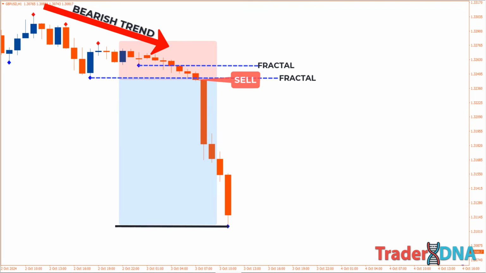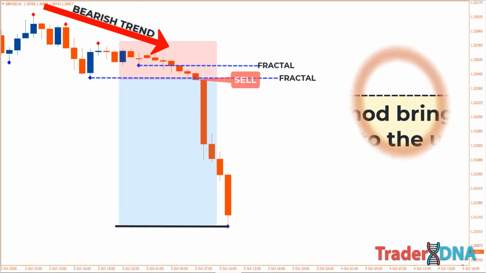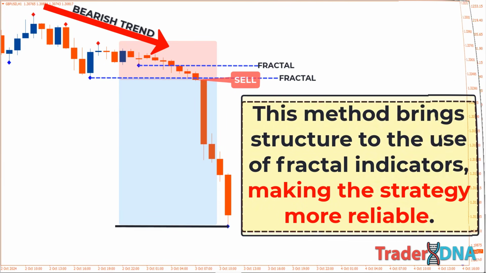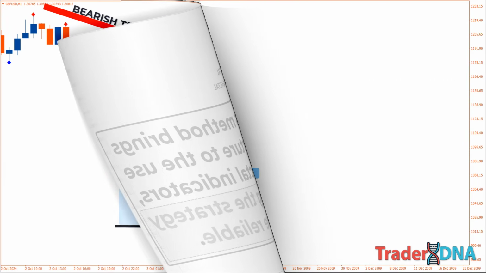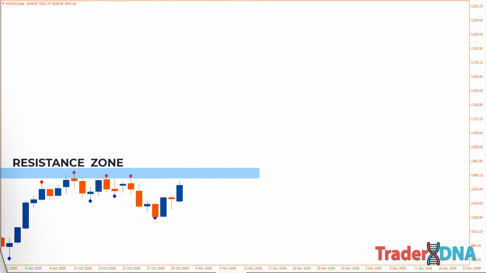By waiting for this crucial confirmation, you significantly improve the accuracy of your trades and avoid entering positions based on premature signals. This method brings structure to the use of fractal indicators, making the strategy more reliable. To put it simply, in a buy setup, the price is essentially breaking above a key resistance level, a high point that previously caused the price to move downward.